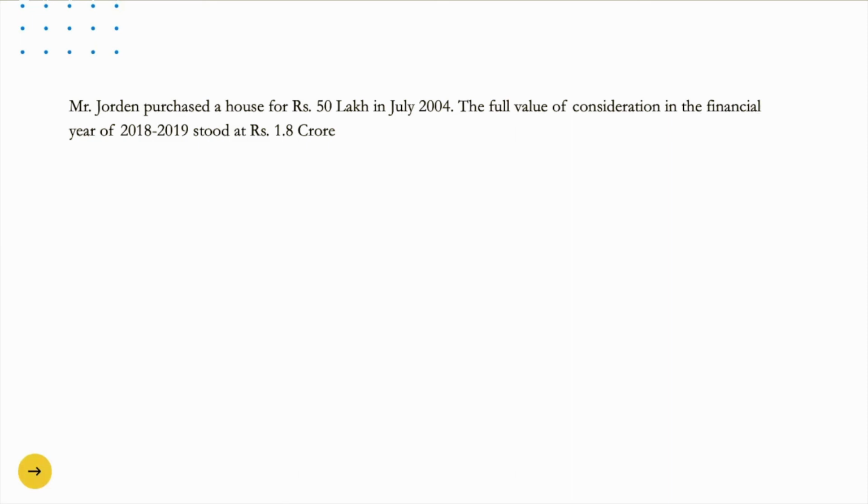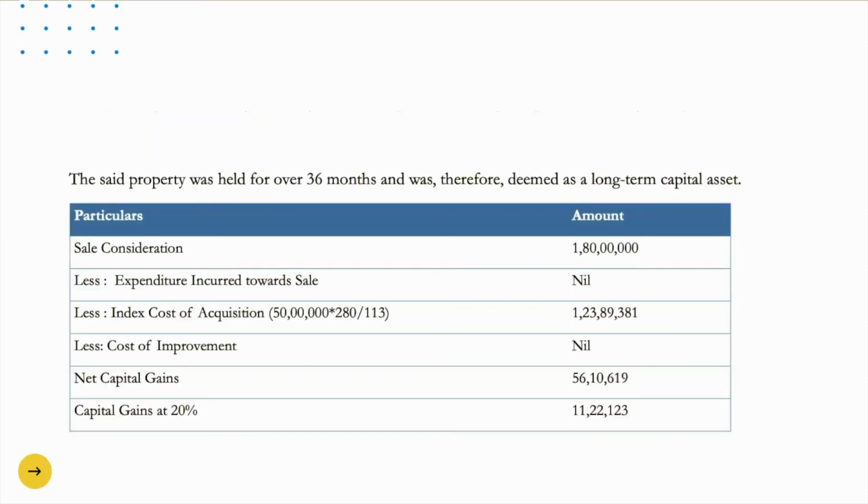So sale consideration is 1.8 crore. There is no cost of improvement, and assuming there are no sale charges as well. Sale consideration 1.8 crores. Now indexation. 50 lakhs is the purchase price. I've sold in FY 18-19. As per CII, that is the cost inflation index, FY 18-19 CII was 280, whereas my purchase was in FY 04-05. FY 04-05 CII was 113. So my cost of acquisition from 50 lakhs came to 1.23 crores adjusted with inflation. And the balancing amount is my net capital gain, which is taxed at 20%.